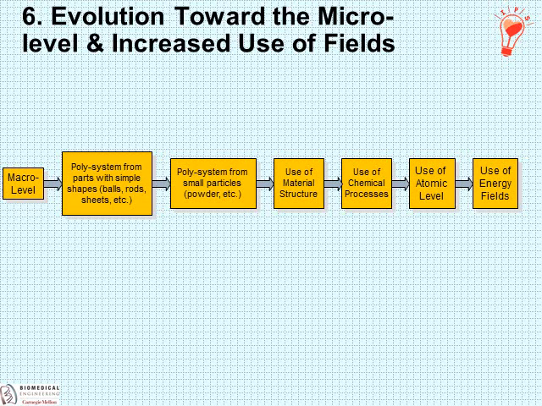At which point, the use of the material structure can be used to provide more functions or eliminate harmful effects. And the use of chemical processes, not necessarily in that order. But then it allows the use of atomic level forces and phenomena, and hence the use of energy fields. So these steps aren't necessarily sequential, but they are hierarchical.